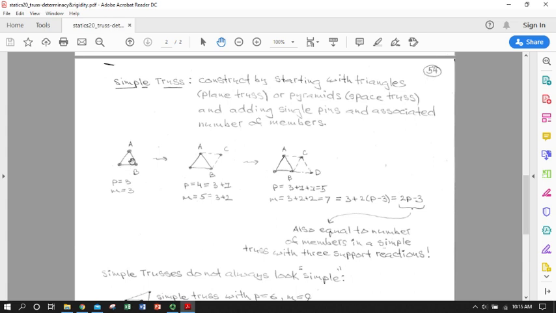So we could apply the same number of pins and number of members and say, hey, the number of support reactions is 0. So we start out with this one having 3 pins and 3 members, and we're going to use the method of adding pins and connecting back with members to continue to create a larger and larger simple truss. And that's how you continue to keep a truss quote unquote simple, is by making sure you just have these additional triangles.